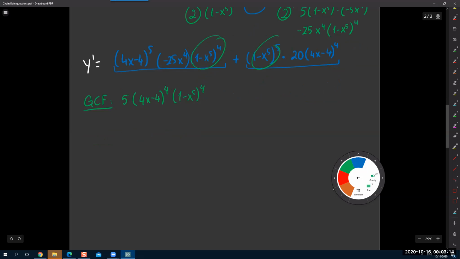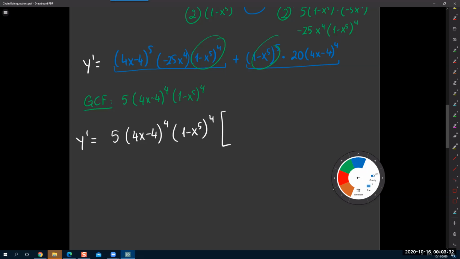So if I factor that out, 4x minus 4 to the fourth and 1 minus x to the fifth in the parentheses to the fourth power, what's left from the first term? The 5 is gone, negative 5 left. If this is negative 5 times 5, right? So negative 5 left, x to the fourth left, and what else? 4x minus 4.